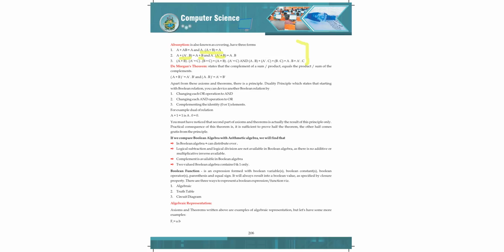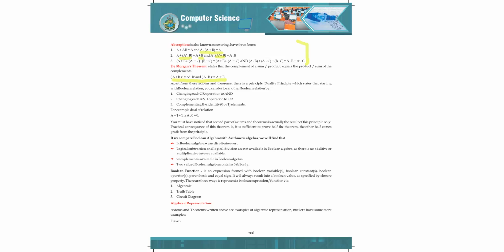Fine. De Morgan's theorem states that the complement of a sum or a product equals the product or sum of the complements. See here, (a plus b) whole bar is equal to a bar dot b bar, and (a dot b) whole bar is equal to a bar plus b bar.